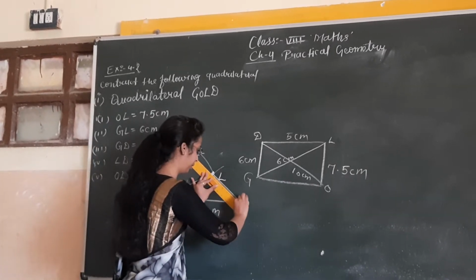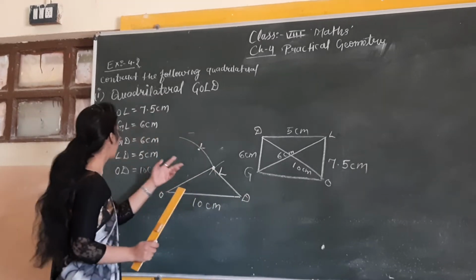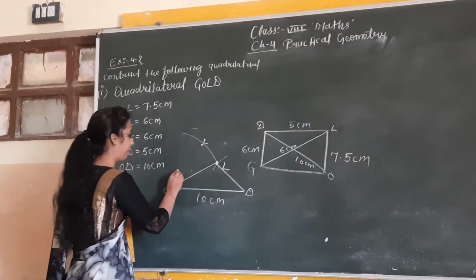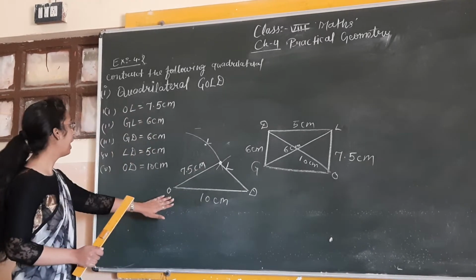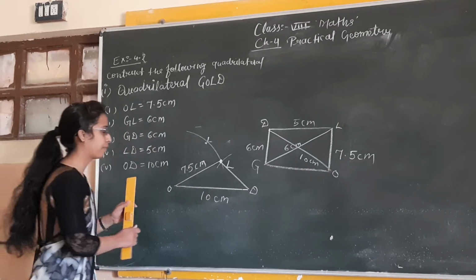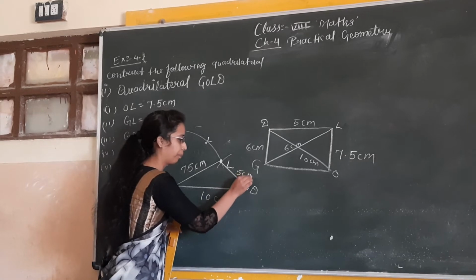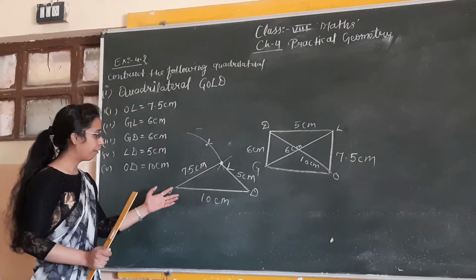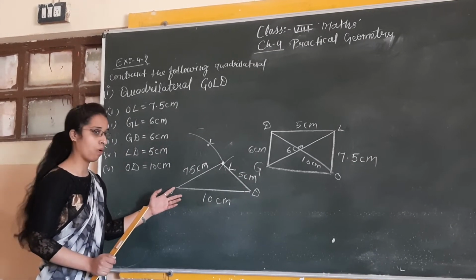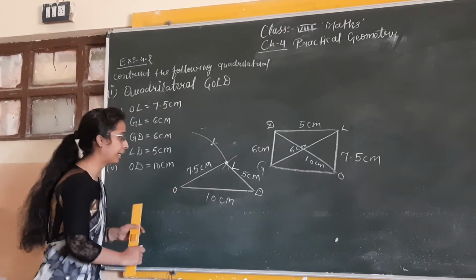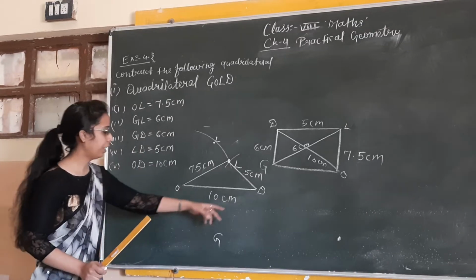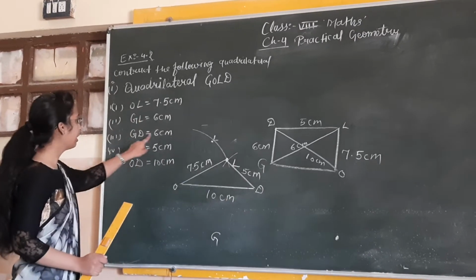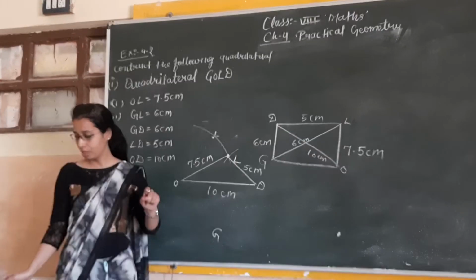and LD. So what is the measurement of OL? 7.5 centimeter and LD. So LD is 5 centimeter. Now again we can see which point started from O. L is completed, so here we know G comes. So OG or GD. We can see GD is 6 centimeter.